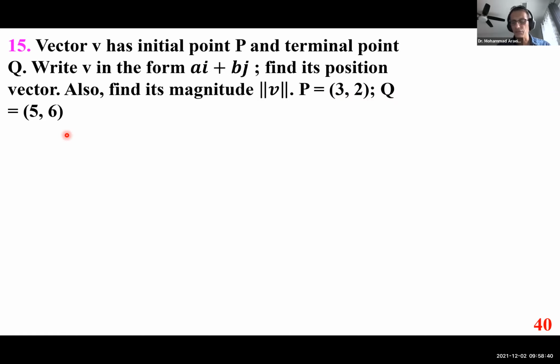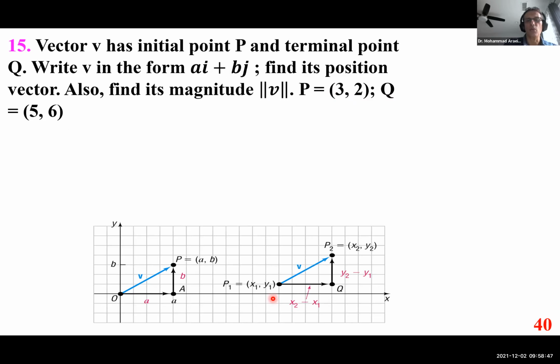So let's quickly recap the information about vectors. When you look along the x-axis, the distance is x sub 2 minus x sub 1, and along the y-axis, y sub 2 minus y sub 1. That's how you write P1, P2.